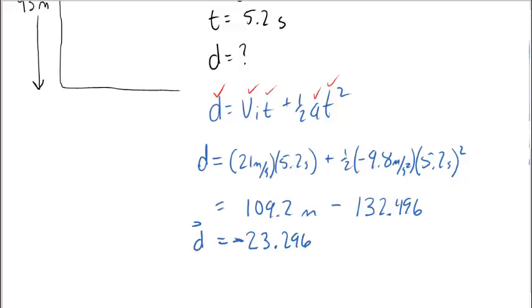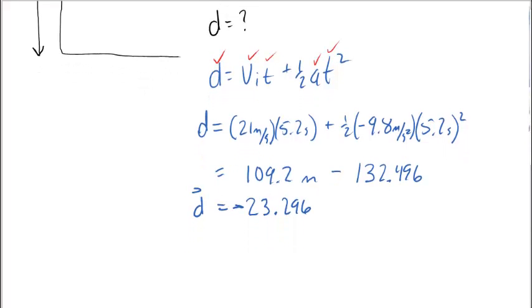So it left from her hand, and her hand was 1 meter above her feet. And so if this is 23 meters below her hand, this would mean the distance from the feet is 22 point, and I'll round it off to 3 significant digits, 22.3 meters below her feet.